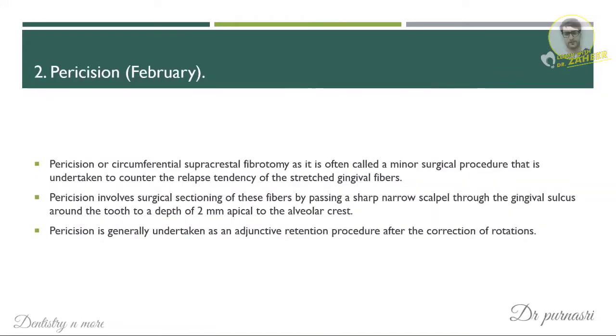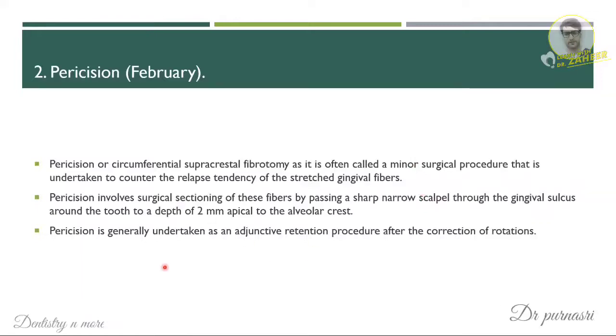What is pericision? Pericision is also called CSF, that means circumferential supracrestal fibrotomy. So CSF is the short form for this. This is a minor surgical procedure which we undertake to prevent the relapse after the orthodontic treatment due to the stretched gingival fibers. So the main point is to prevent the relapse because of the stretched gingival fibers.